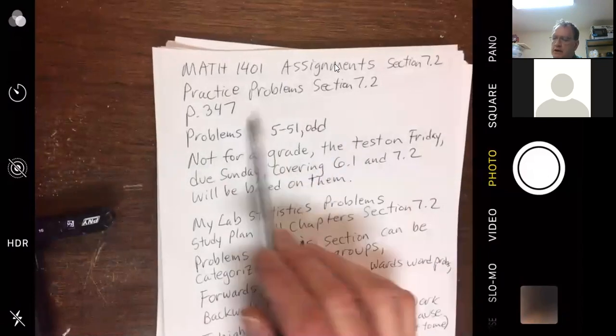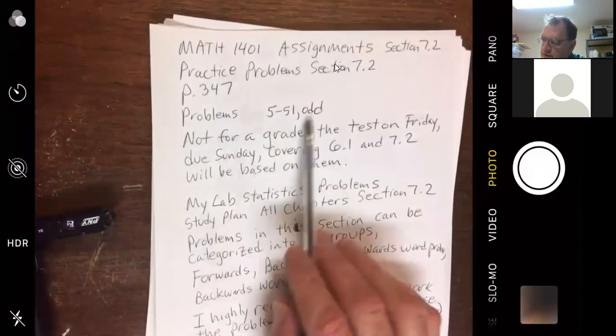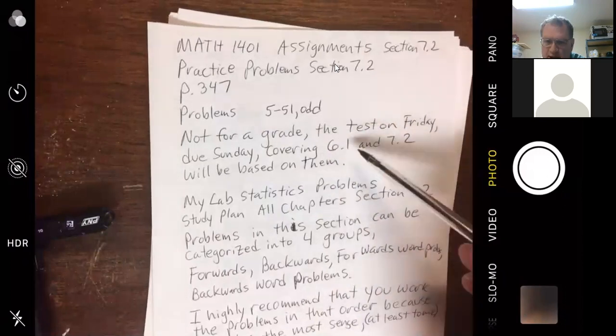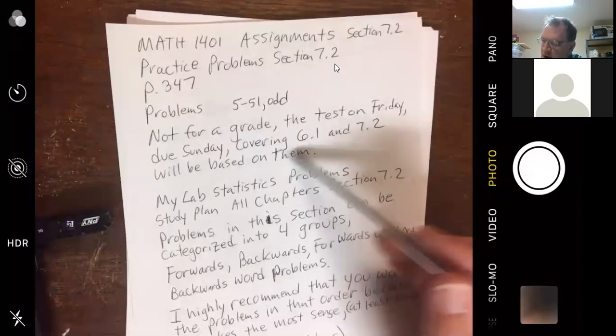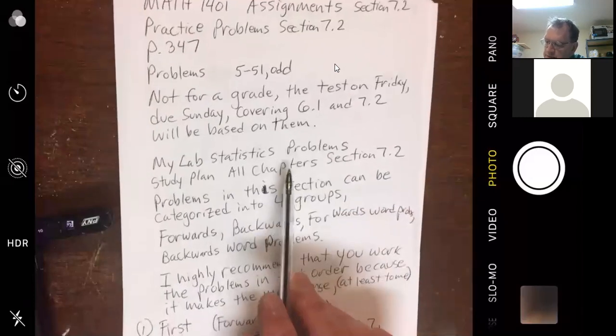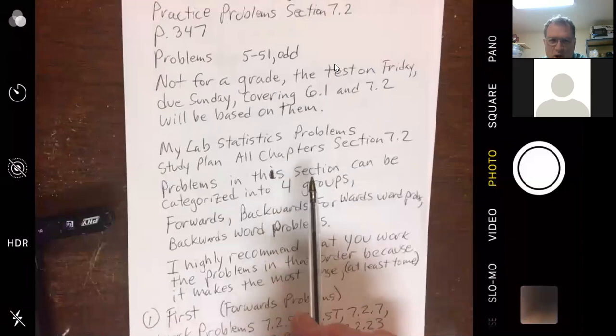Practice problems out of the book are page 347, problems 5 to 51 odd. Again, right now the test on Friday will be based on them. All right, the MyLab problems. The problems on MyLab are kind of all mixed up.